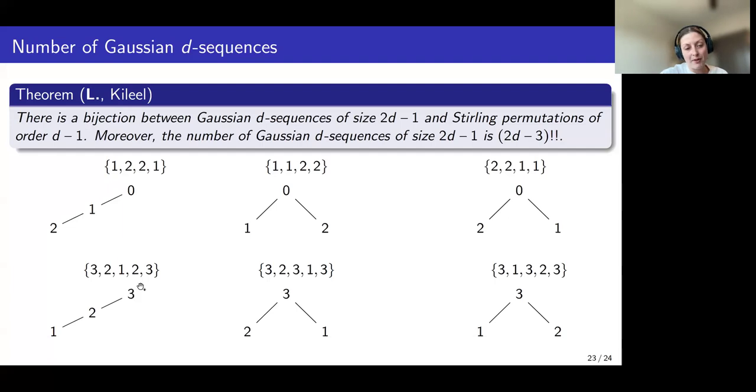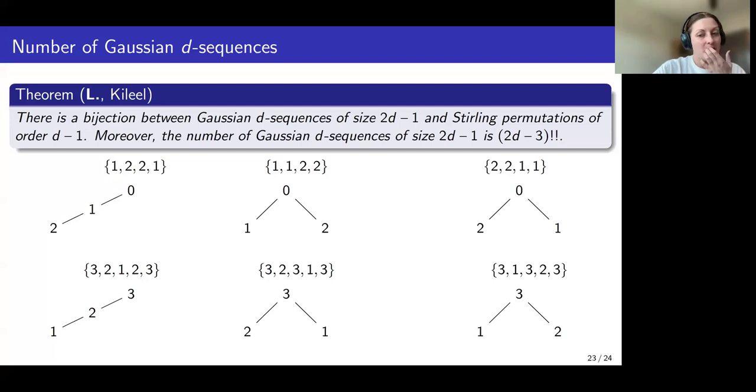vertices. And so, for example, for this tree, I start at 3, and then I would go to 2, and then 1, and then 2, and then 3. And what you'll see is this Gaussian sequence exactly records that walk. Over here, I go 3, 2, 3, 1, 3 to get this one. And then finally, I go 3, 1, 3, 2, 3. Okay. And so this is a little figure, at least showing you the general proof of this bijection, at least in the case when d equals 3.